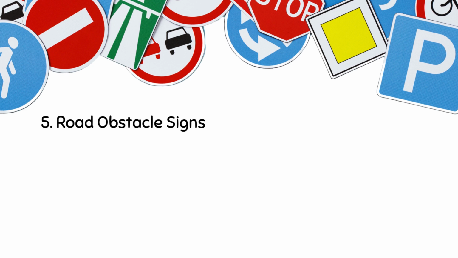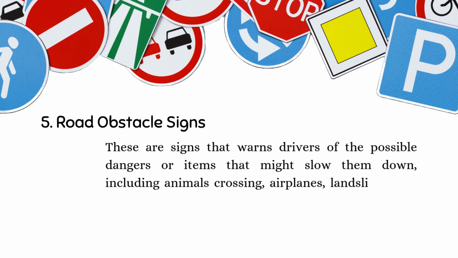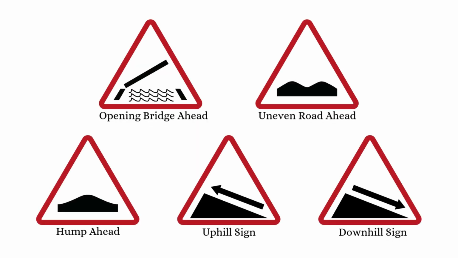5. Road obstacle signs. These are signs that warn drivers of the possible dangers or items that might slow them down, including animals crossing, airplanes, landslides, and floods. These are examples of road obstacle signs.